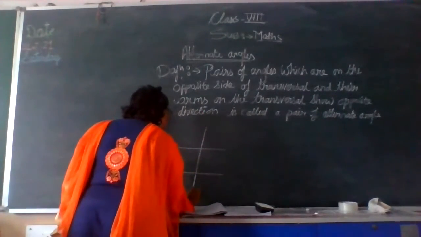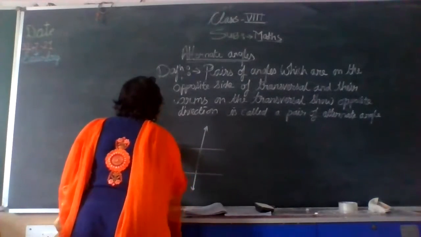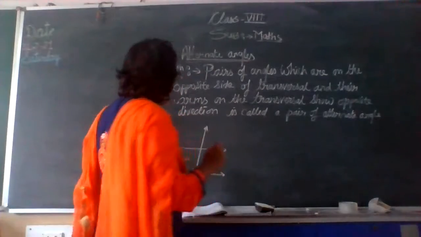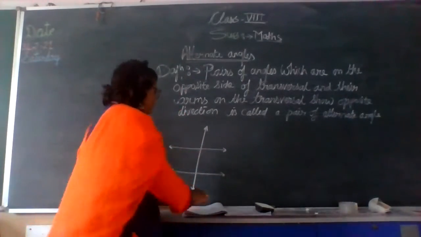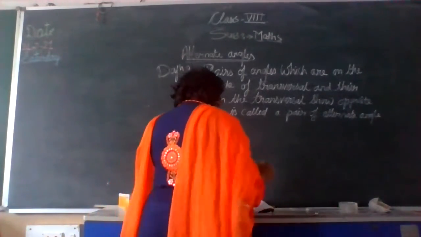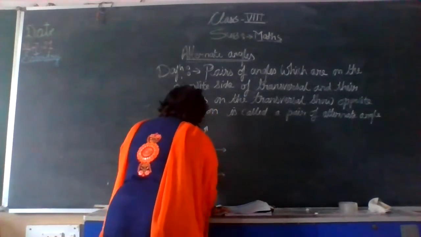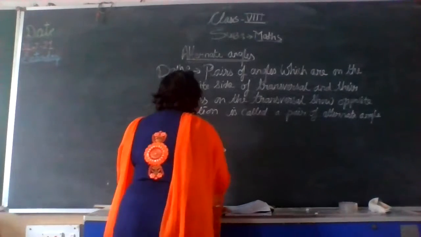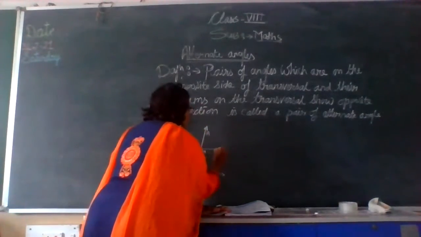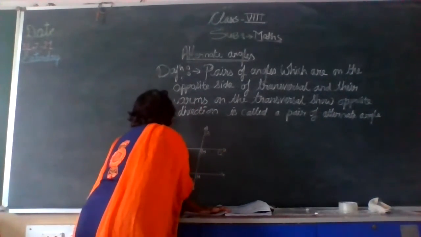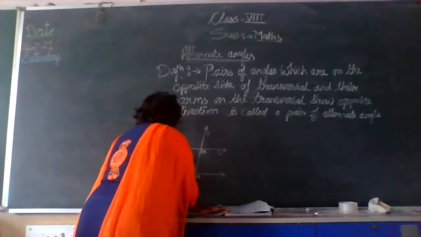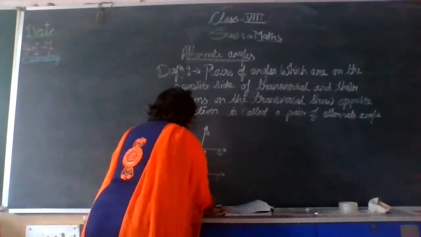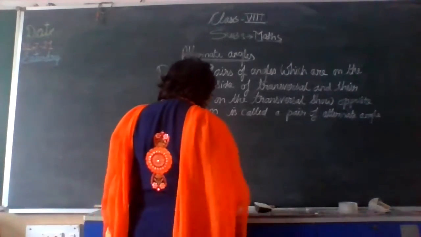What is this? This is a transversal line which intersects at this point and this. So I will write that point, that is M and this is N. Then this is A. Then M, this is Q. This is P. R. F. S. And this is T. Okay.